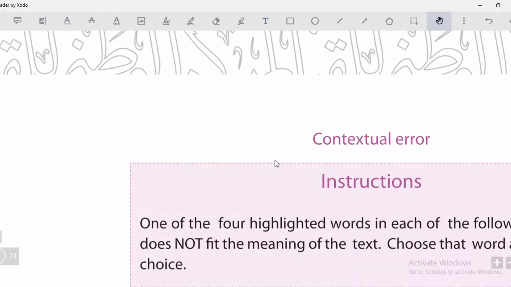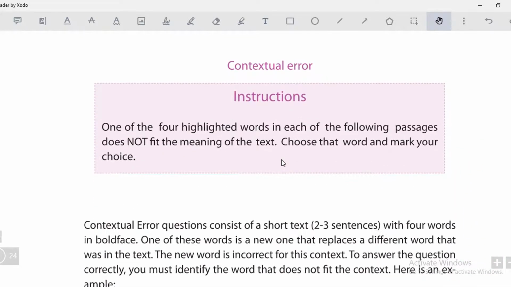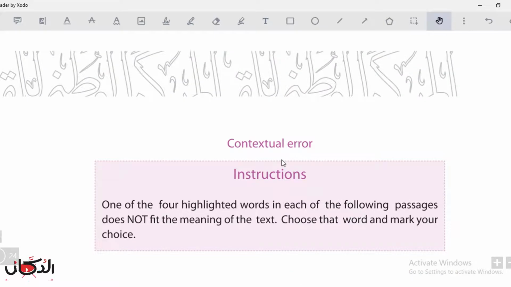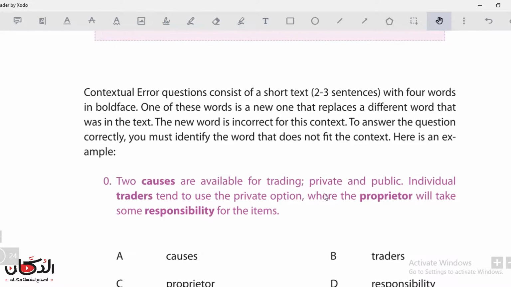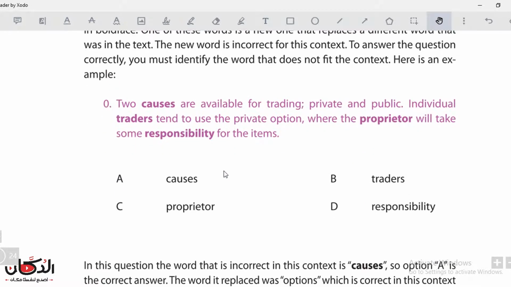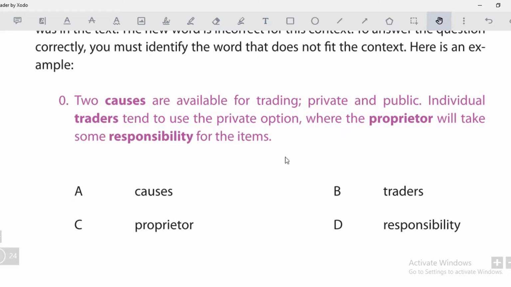Okay, now let's move to another part of the test, which is context errors. Okay, they give you a paragraph or a few sentences with 4 words highlighted like this, and one of them is incorrect in this place. It doesn't fit in this place. Okay, let's try this example.